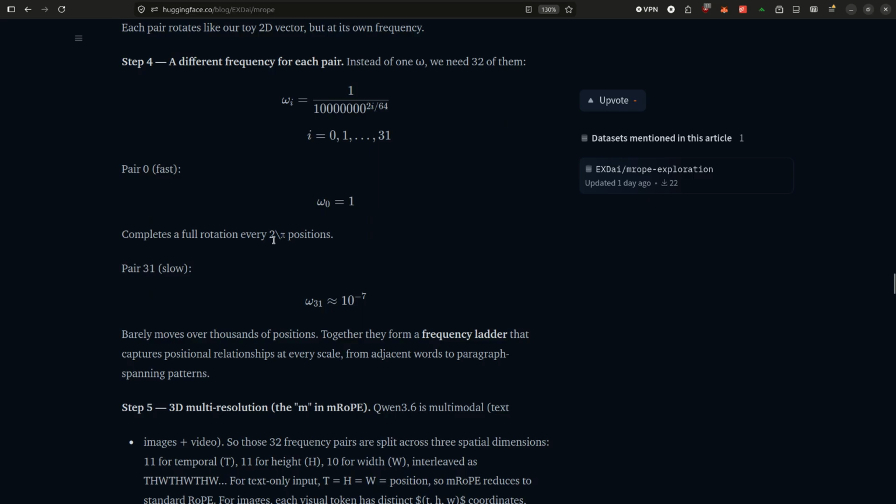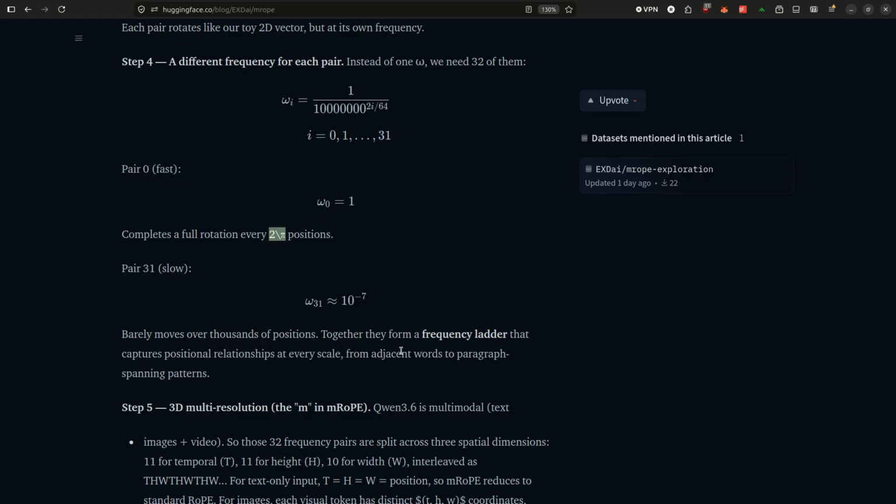So it turns out that pair 0 completes a full rotation every 2π positions. But pair 31 barely rotates. It takes 10 to the power of something, thousands of positions, to rotate. This is called a frequency ladder. What you're doing is capturing positional relationships at every scale. Some of those pairs are very responsive to position and the others are not so responsive.